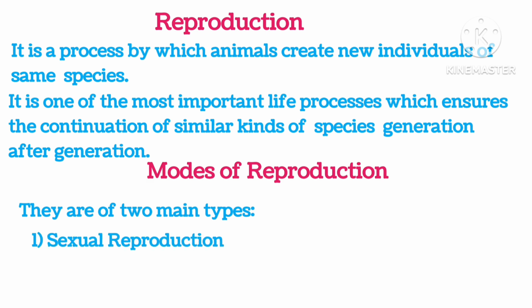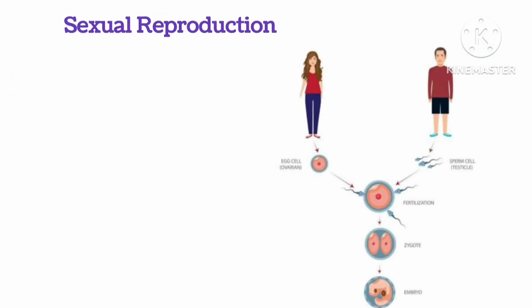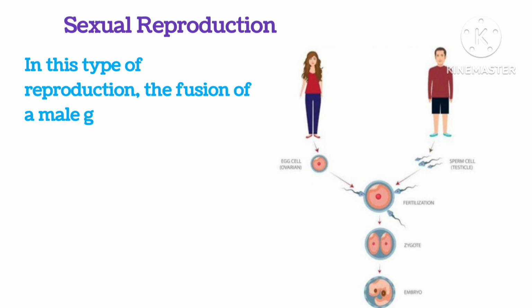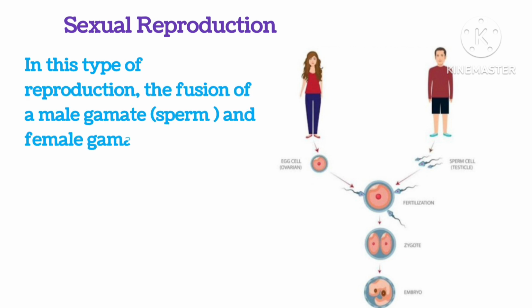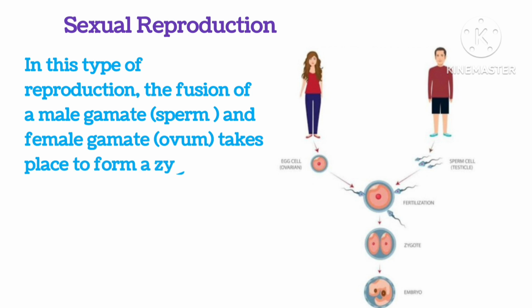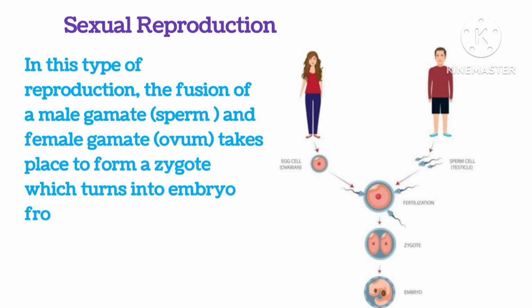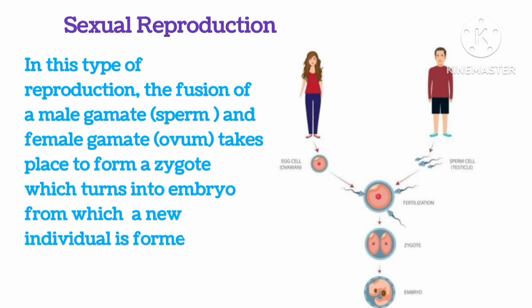First is sexual reproduction, second asexual reproduction. Sexual reproduction. In this type of reproduction, the fusion of male gamete sperm and the female gamete ovum takes place to form a zygote which turns into embryo from which a new individual is formed.